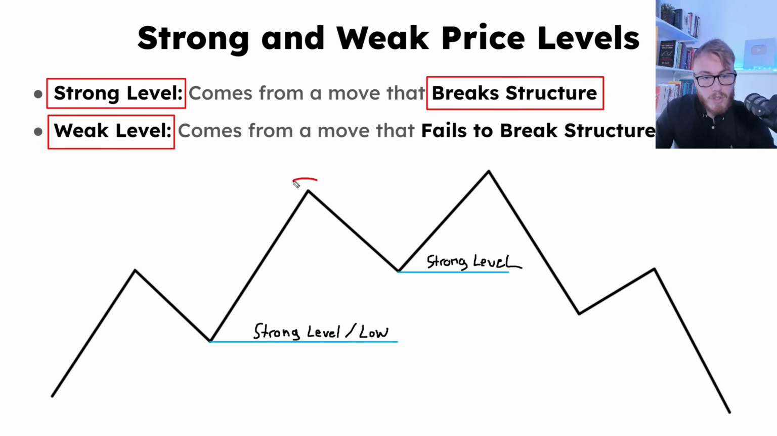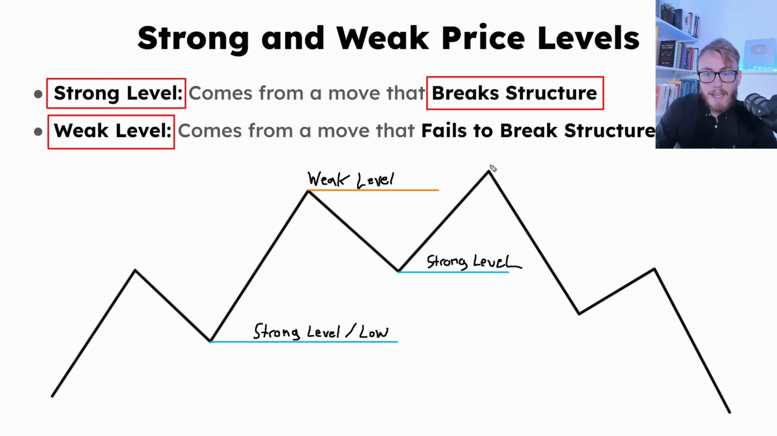So now let's focus on the move that started right here. In order for this move to break structure, or in other words, to change the character of this trend to a downtrend, the low this move needs to break is actually this low right here. Because if the price managed to push all the way down below that level, we would be breaking the structure of the uptrend here. And because this level failed to do so, this right here is actually a weak level.